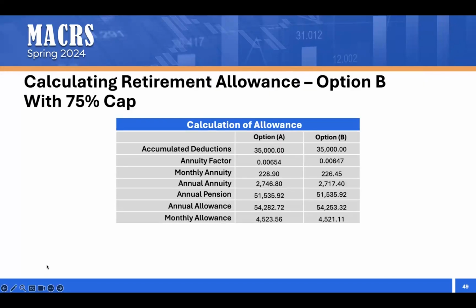To find the option B benefit, you would do the same thing you had done for the uncapped allowance. You're going to take the pension portion from the option A calculation. You're going to add it to the option B annuity, which is found by taking the accumulated deductions, multiplying it by the appropriate option B annuity factor. In this case, we get an annual option B annuity of $2,717.40 added to the option A pension.